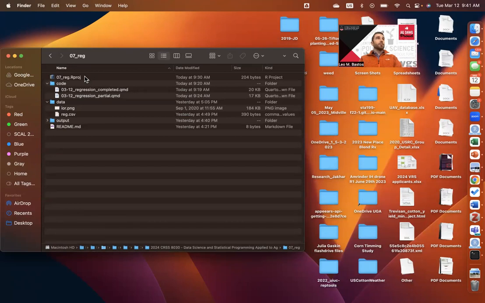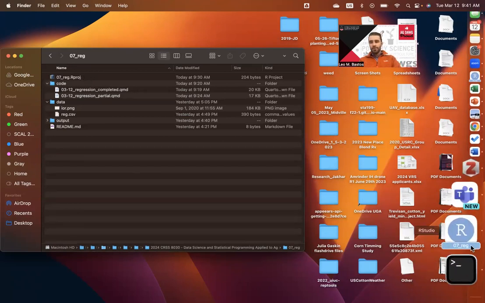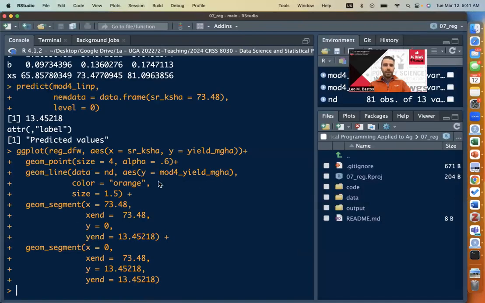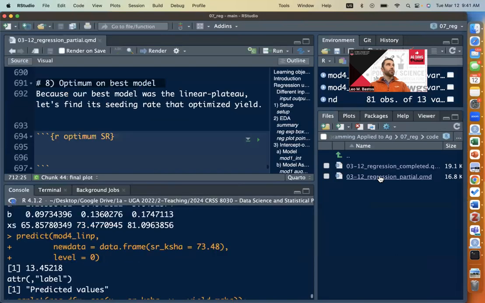Please go ahead and launch the 07 reg rproj, so you're operating out of that project. I already have that here on my side. When you launch it, if you cannot see the code yet, you can, on the Files tab, click the R blue button that takes you to the home folder of this project. Go on code and launch your partial code.